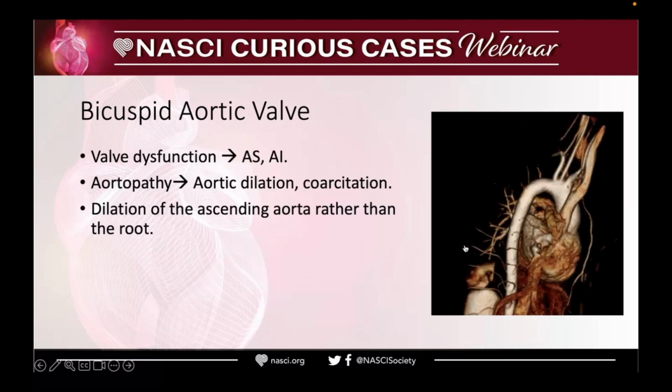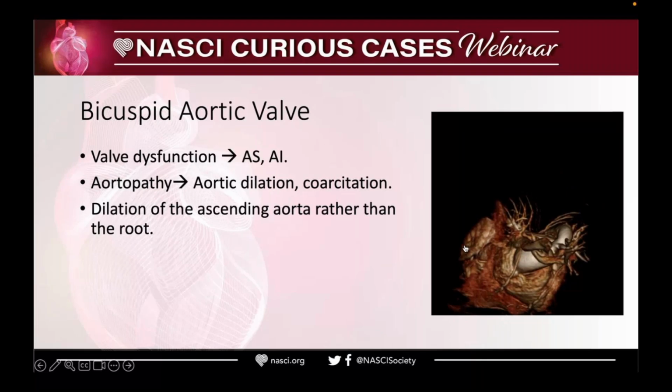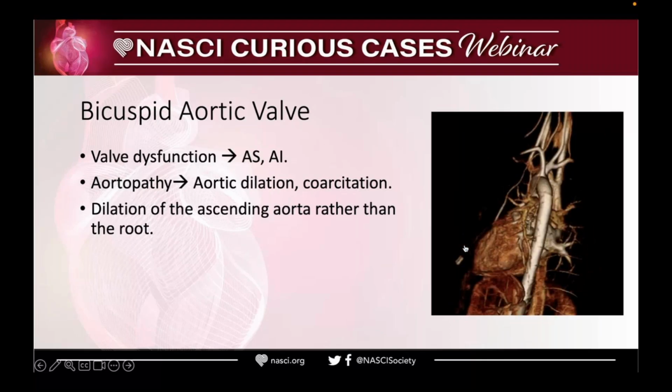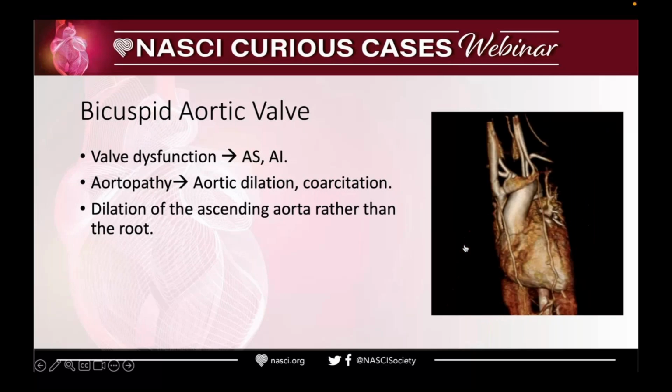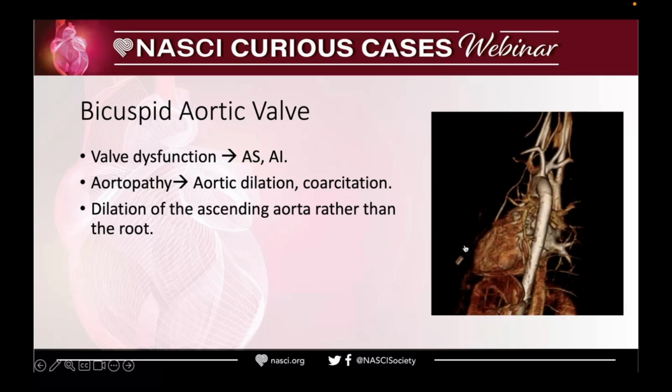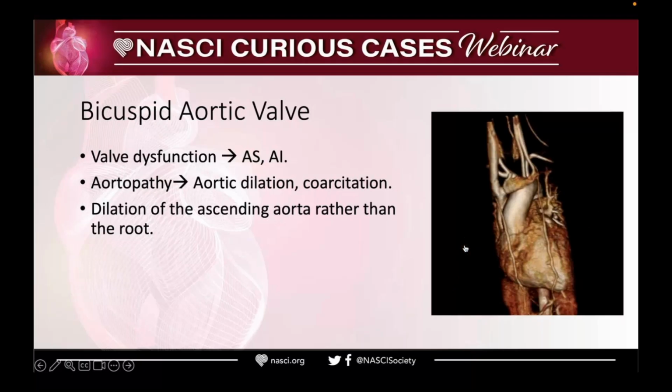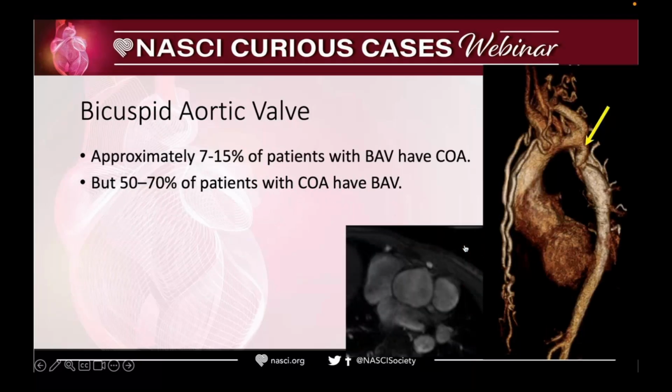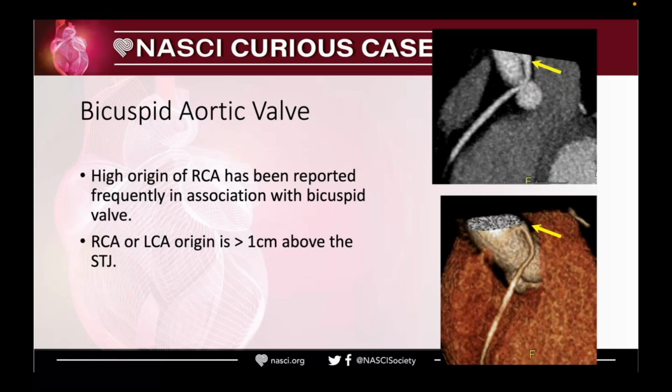Usually, bicuspid aortic valve can be associated with valvular dysfunction, either aortic stenosis, aortic regurgitation, aortopathy, aortic dilation, or aortic coarctation, and dilation of the ascending aorta rather than the aortic root. Note that patients with coarctation have a higher incidence of bicuspid aortic valve, but be attentive to that: 50 to 70% of the patients with coarctation may have bicuspid aortic valve. It's very common, like in this patient. Also, those patients may need some surgery later on if there is significant dilation of the ascending aorta.